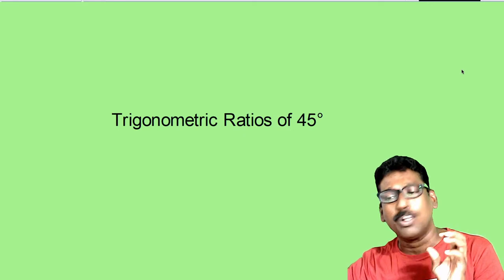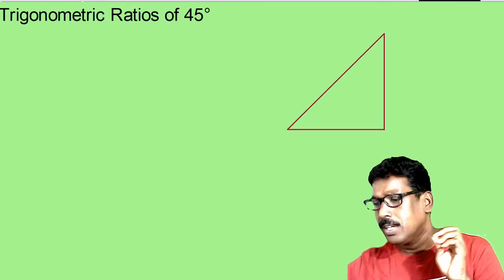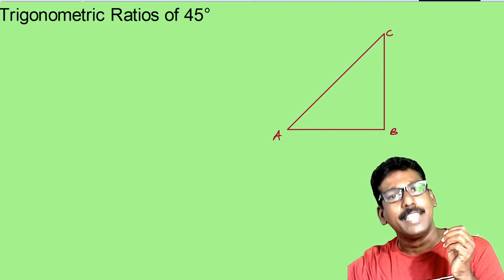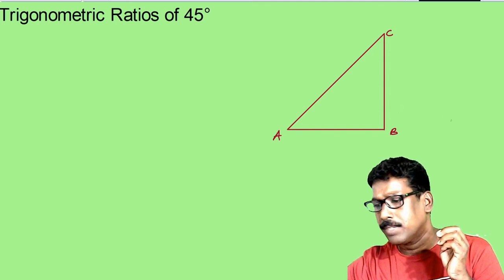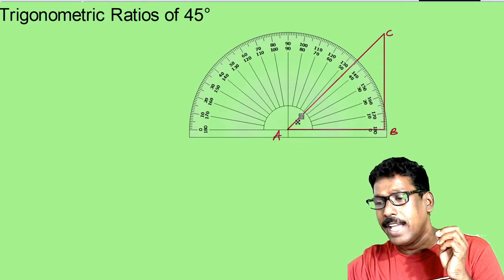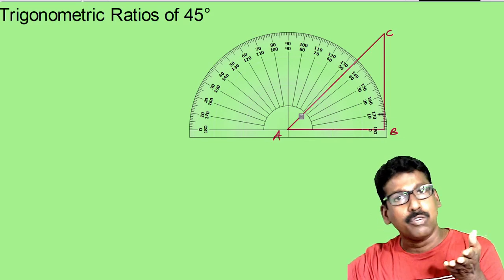Now let us find out the trigonometric ratios of 45 degree. Let me take a right angle triangle. Let this right angle triangle be ABC, right angle at B. Now, let us measure the angle A. Here you can see angle A is equal to 45 degree and angle B of course 90 degree.